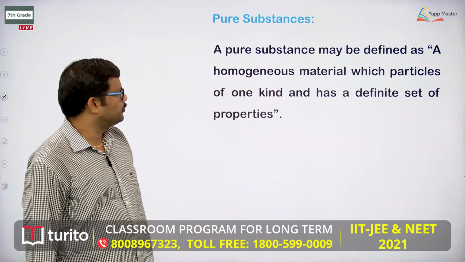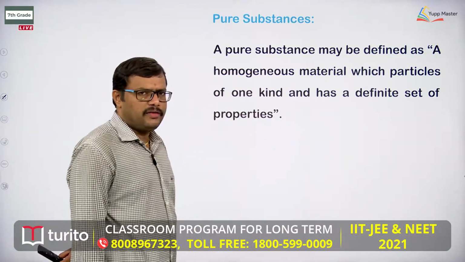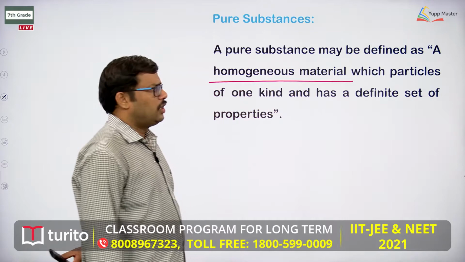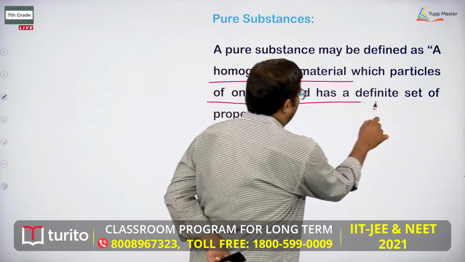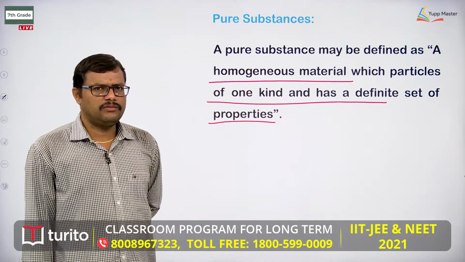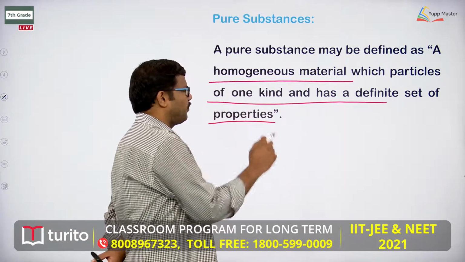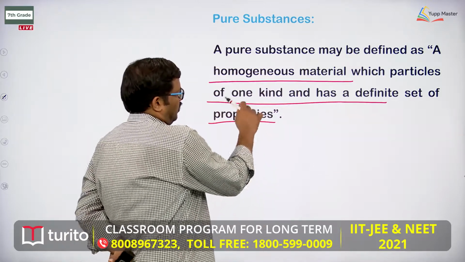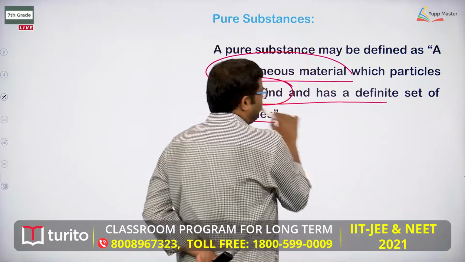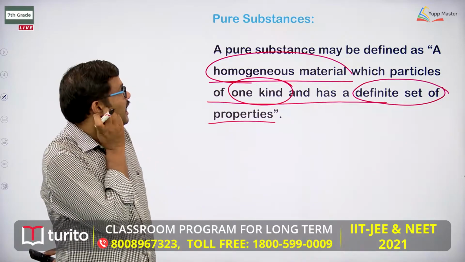Can anybody explain? Yeah. If you look at the definition, a pure substance may be defined as a homogeneous material which has particles of one kind and has a definite set of properties. So, it is homogeneous in its composition, and the particles are of only one kind and they will have a particular set of properties, and that can be taken as a pure substance.